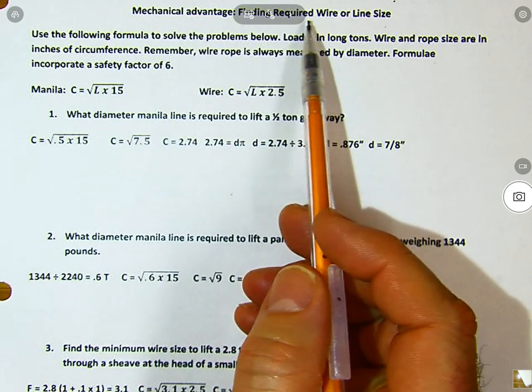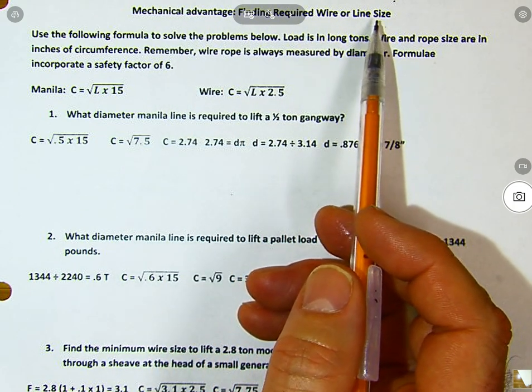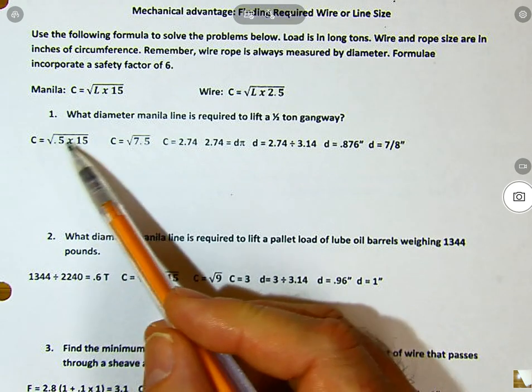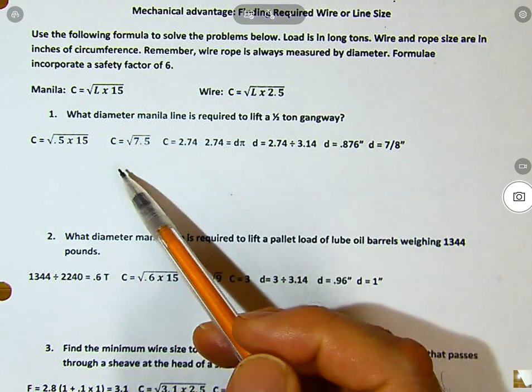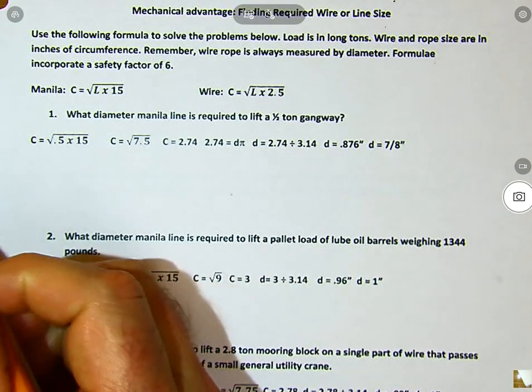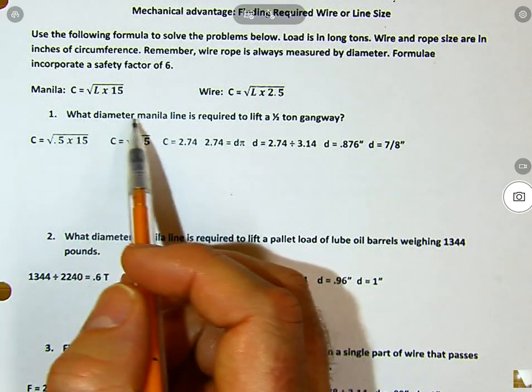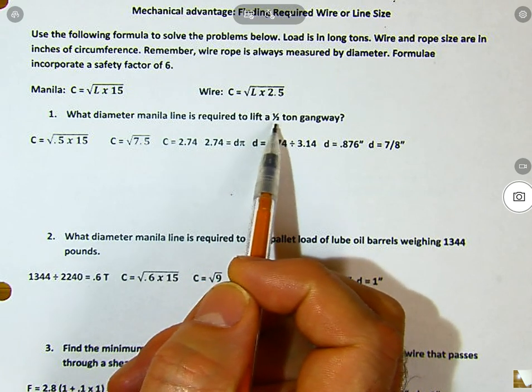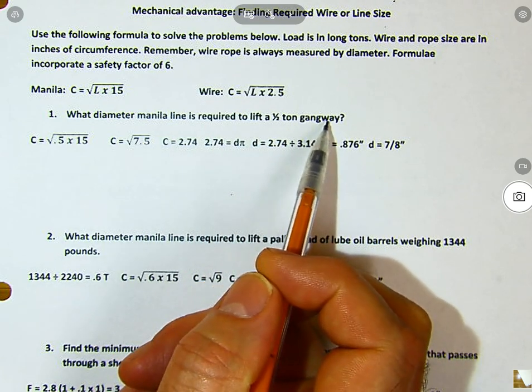The mechanical advantage finding required wire line size. When we gave it to you, we gave it to you with the solution, but I'm going to do the solution right here in front of you too. So we got this problem here: what diameter manila line is required to lift a half-ton gangway?